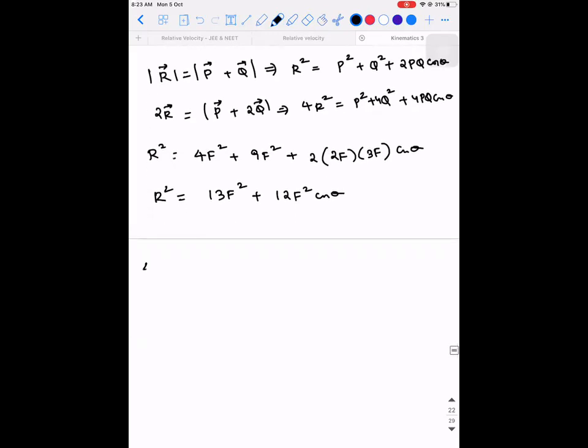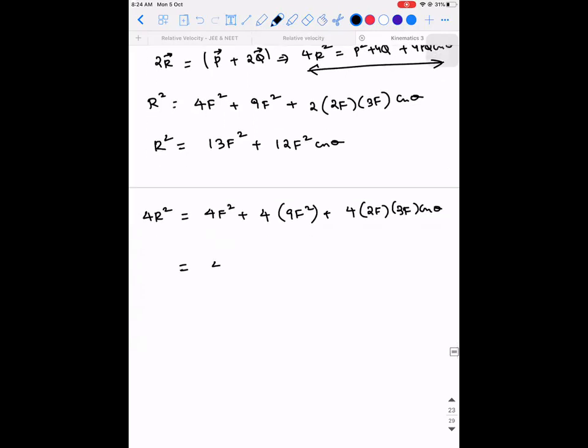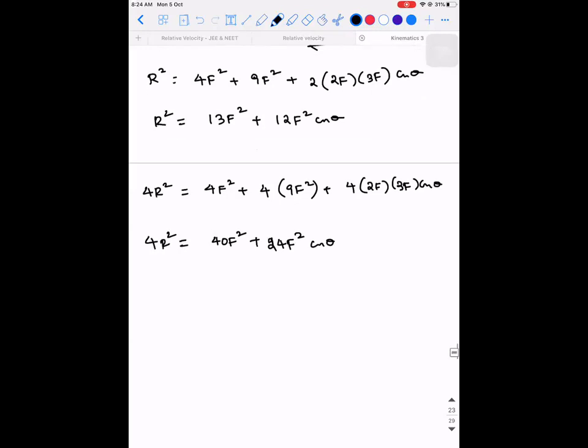Similarly, what will 4R square be equal to? 4R square, that is this value. If you take this expression, 4R square will be equal to 4F square plus 4 into 9F square plus 4 into 2F into 3F into cos theta. So 4 plus 36, that is 40F square plus 12 into 2, 24F square cos theta, this is 4R square. Any doubt till here, guys?